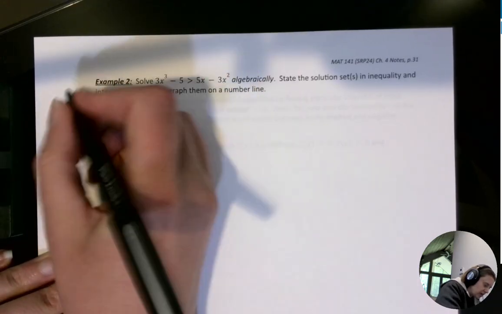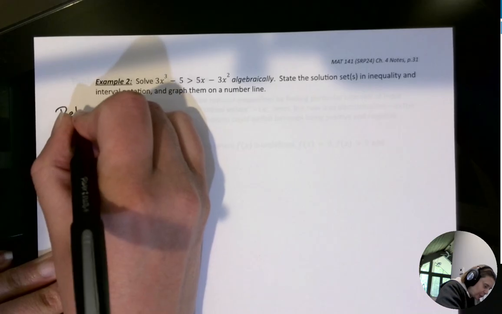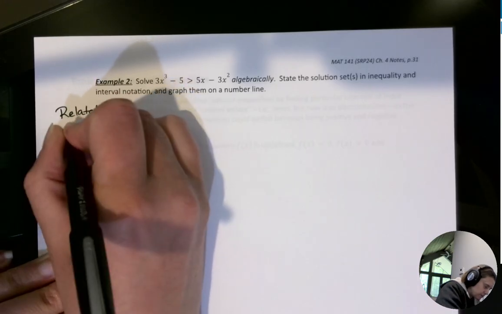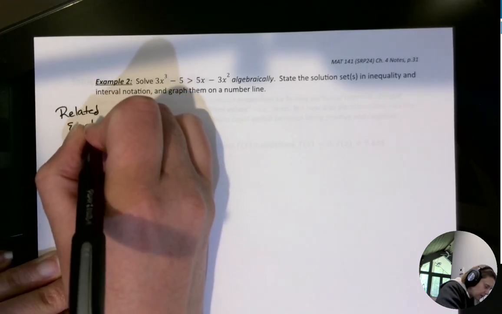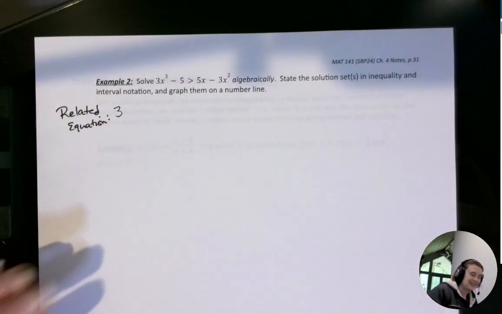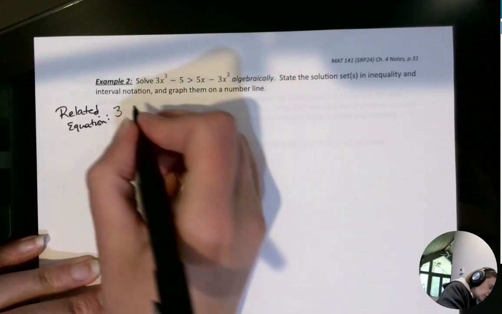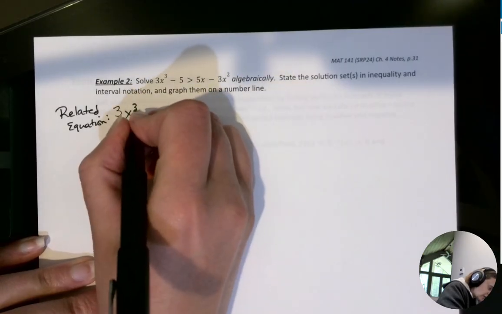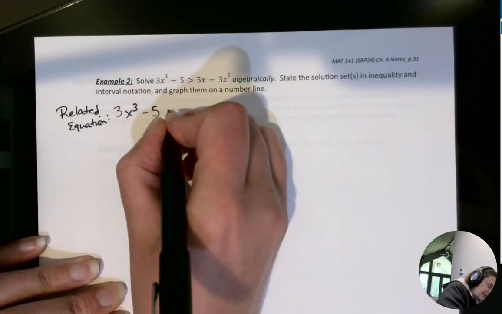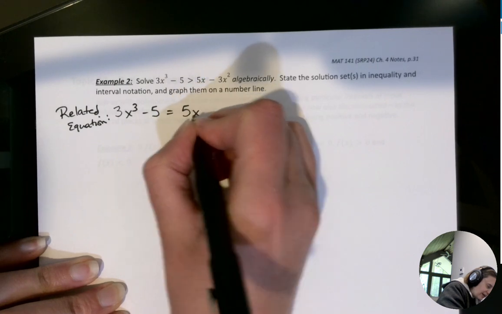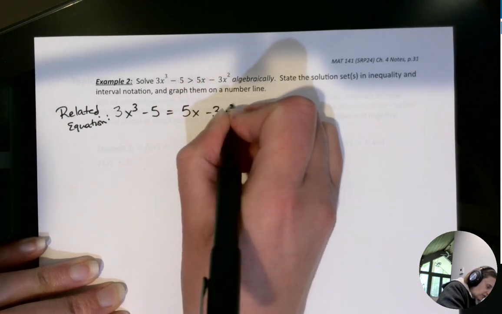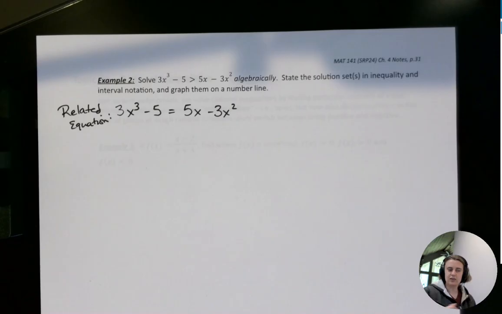So first, I'm going to write down the related equation. The related equation is the same thing, but with an equal sign instead of the greater or less than. So this would be 3x to the third minus 5 equals 5x minus 3x squared. I need to solve that. That's the first step to solving any inequality, is to find the solutions to the equation, then test them and do the true-false for the number line.